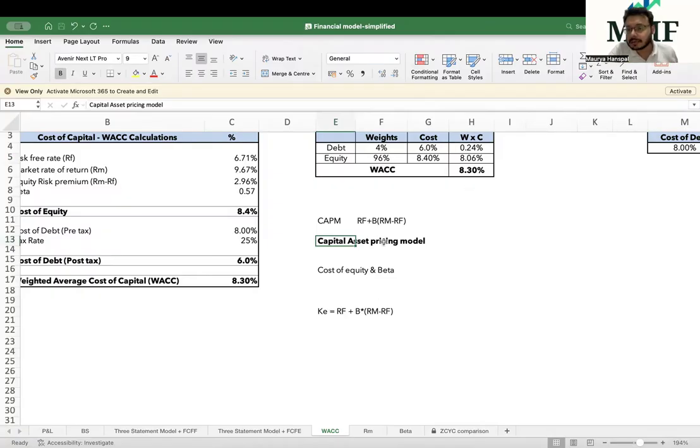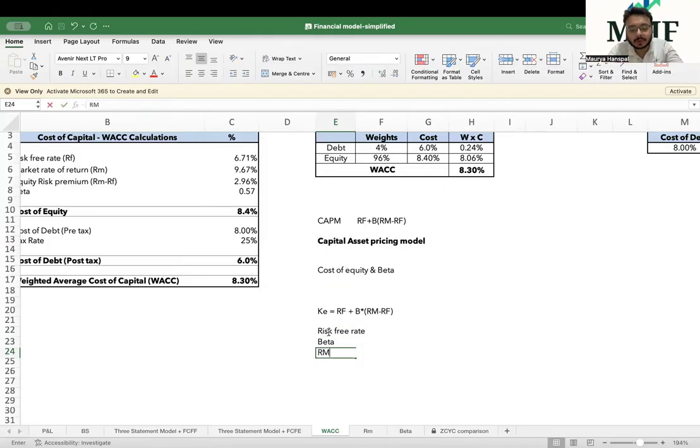Now, your CAPM is ultimately used to calculate the cost of equity. As the formula states, the cost of equity, which is represented by KE, is used to represent the cost of equity in financial terminology, and is equal to RF plus beta times the difference of the return on market minus the risk-free rate. RF stands for the risk-free rate, and B stands for beta, the measure of systematic risk.